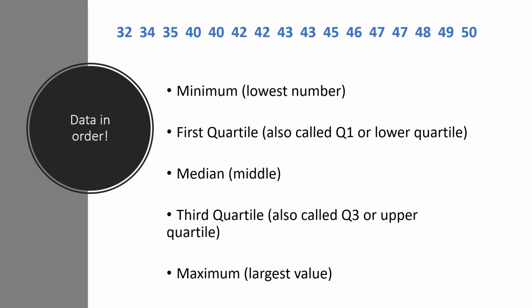Okay, so here we have our data in order. Let's start with our minimum, which is our lowest number. In this case, it's 32. We can skip down to the bottom to discuss our maximum, which is 50. So we're going to write our max right there.